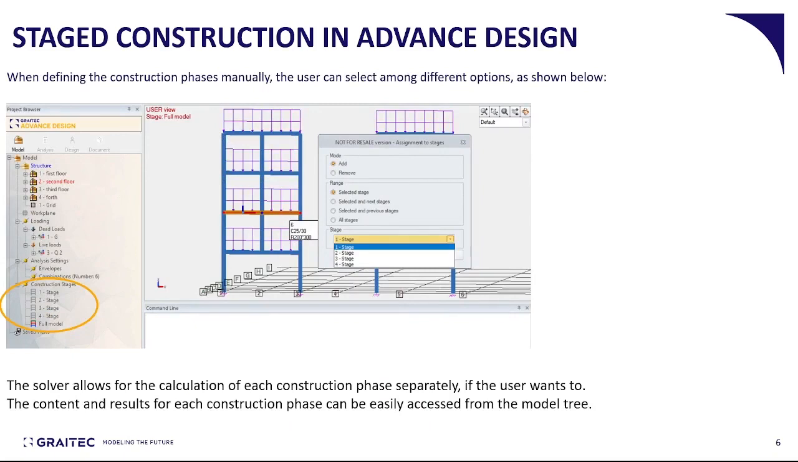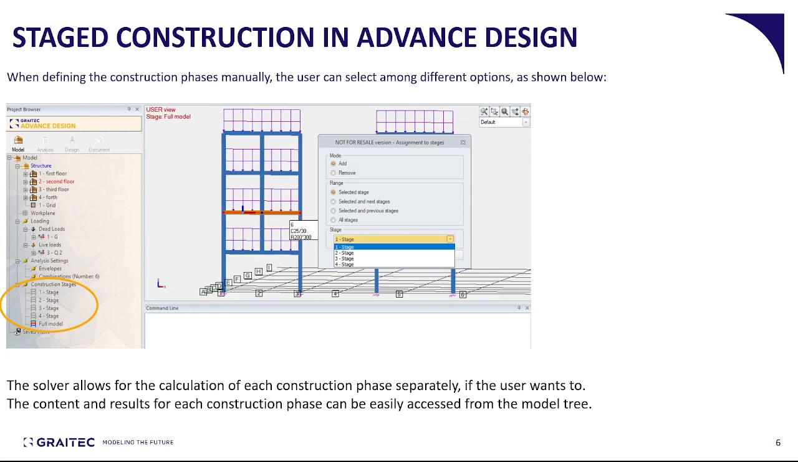When defining the construction phases manually, the user can select among different options as shown below. So when adding, for example, this highlighted beam, the beam highlighted in orange, in a stage, you have the option to add it on the selected stage, on the selected and the next stages, on the selected and the previous stages, or on all stages. So it's up to the user to define how the construction phases will be taken into consideration when analyzing the structure.